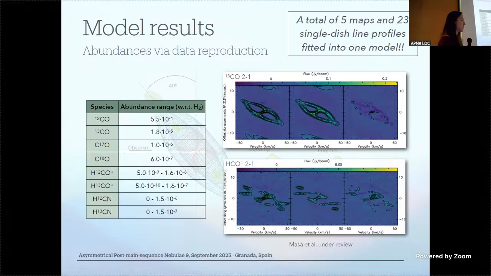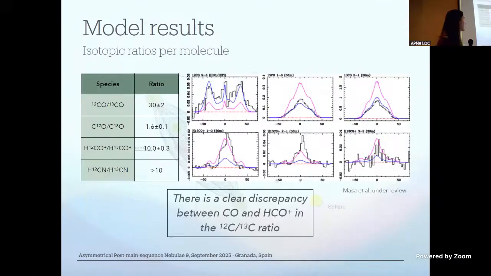In our fitting process to get to these final abundance values, we're basically taking the observational data, which we see here in a PV diagram, performing the reproduction by our model, and seeing the residuals by subtracting the model from the observational data. And with these values, we can compute isotopic ratios, which we can see here.